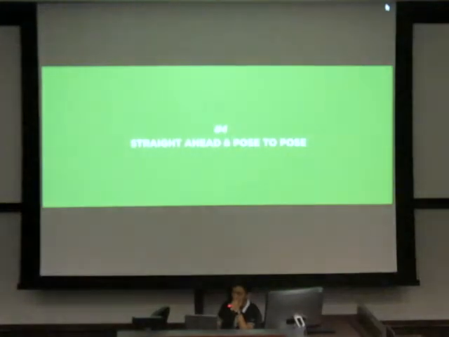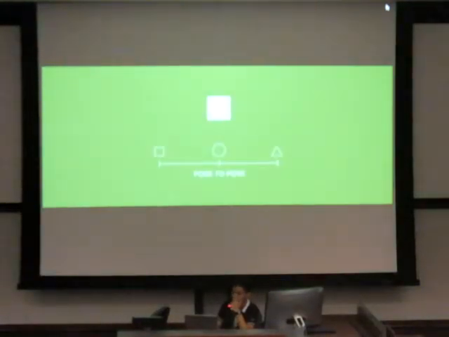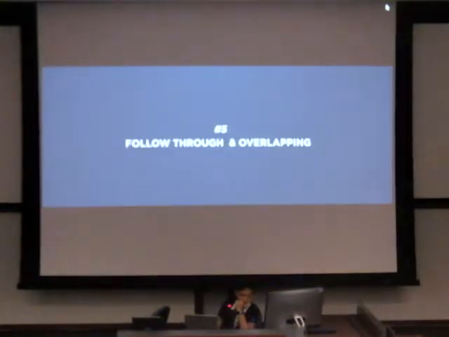Straight ahead and pose to pose. Pose to pose is charted with key drawings done at intervals throughout the scene. Straight ahead animation starts at the first drawing and works drawing to the end of the scene. Follow through and overlap. When the main body of the character stops, all other parts continue to catch up to the main mass. Nothing stops all at once.